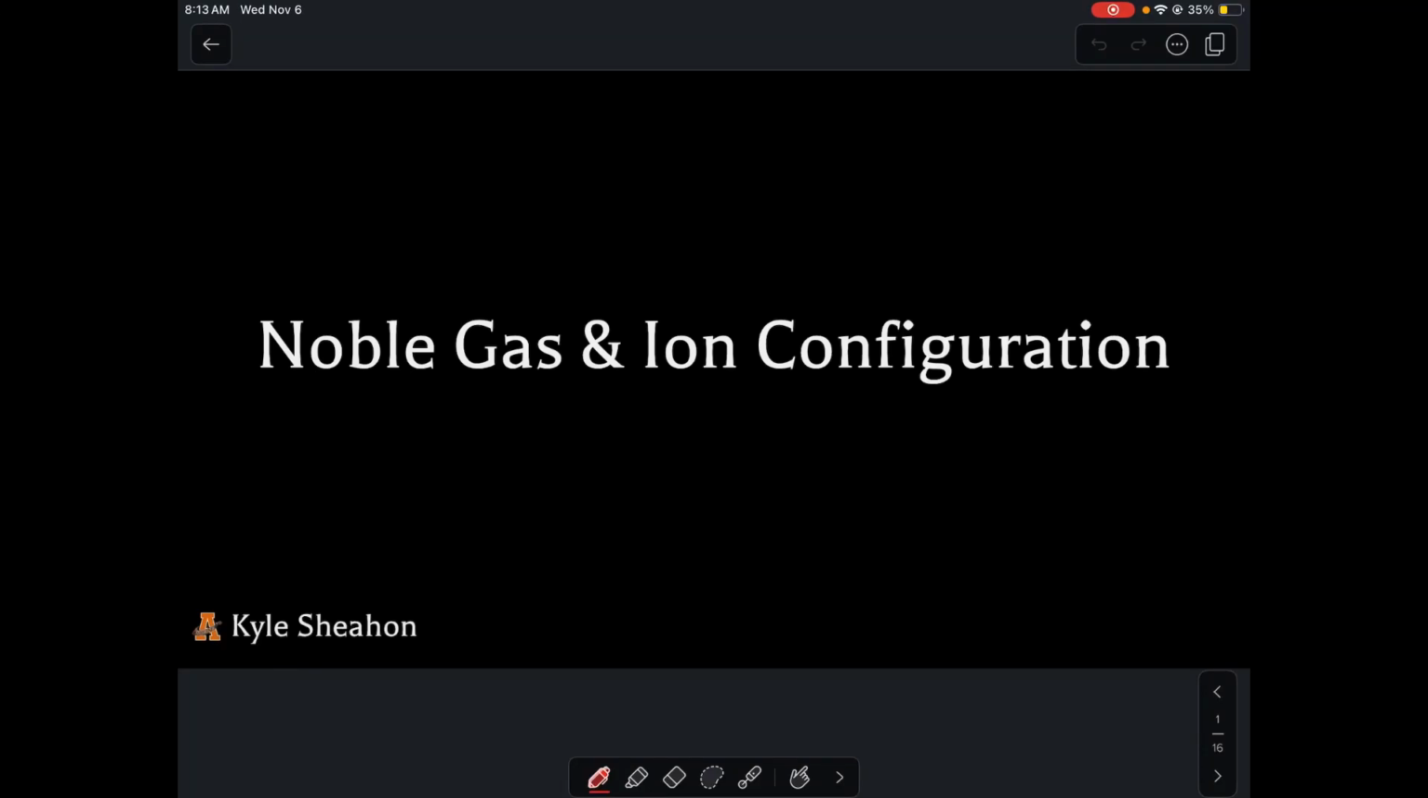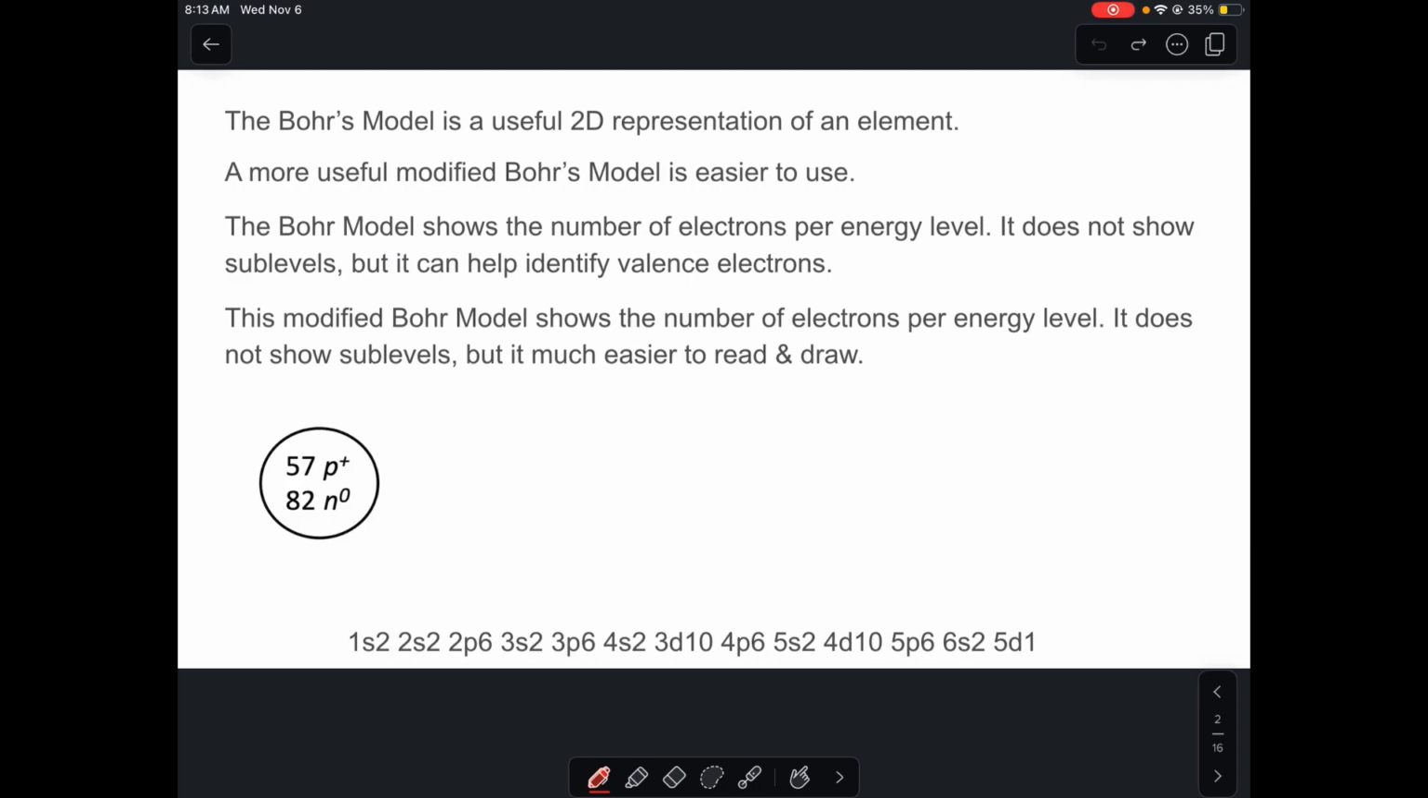Okay, today we're going to talk about noble gas and ion configuration. We're taking electron configuration a little bit further with this, just a simpler way to write it. We're going to start on page 2 of your notes, so just flip your page there.